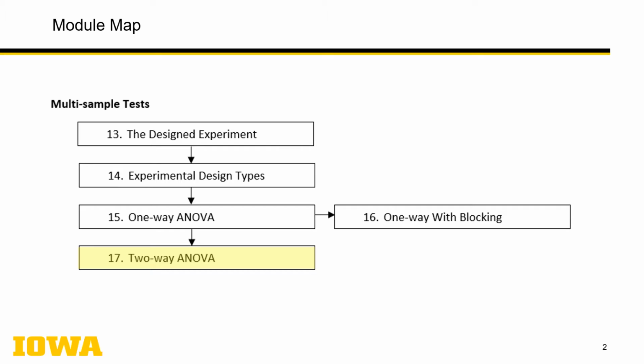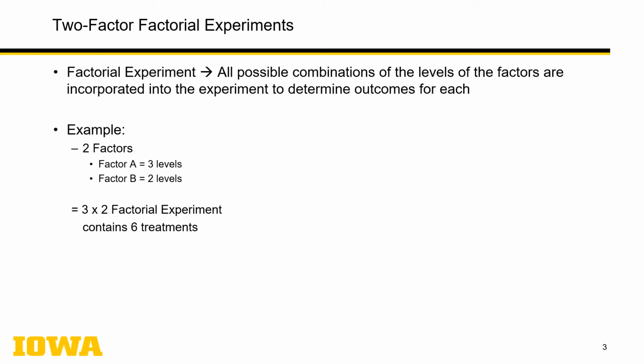As you can see, you should have already reviewed modules 13, 14, and 15 prior to seeing this one. So here we're discussing a two-factor factorial experiment, and recall that a factorial experiment is one in which you ensure that all possible combinations of the levels of the one factor or multiple factors are incorporated into the experiment in order to determine the outcomes for each of those what we call treatment combinations, right?